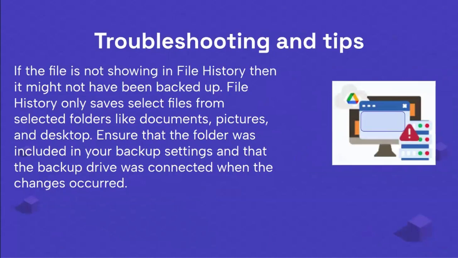If the file is not showing in File History, then it might not have been backed up. File History only saves select files from selected folders like Documents, Pictures, and Desktop. Ensure that your folder was included in your backup settings and that the backup drive was connected when the changes occurred.